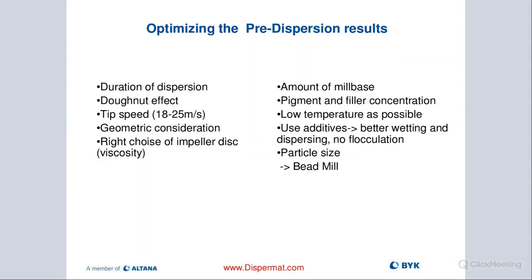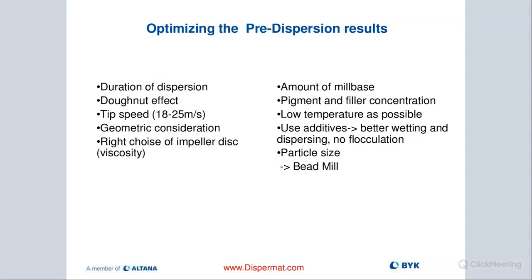So optimizing the pre-dispersion results depends on a number of factors. So obviously the duration of our dispersion process. So we are looking anywhere between 15 to 30 minutes. That should be enough to then allow us to move over to the milling process. We want to see the donut effect. It's not always present. Again, depends on the viscosity, but ideally, this is what we want to see when we are dialing in the parameters correctly.